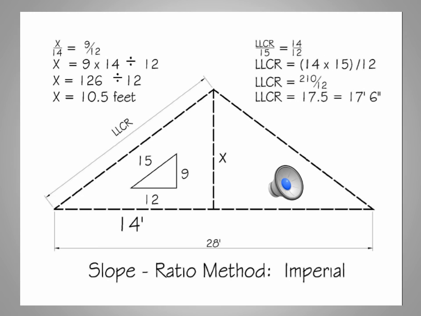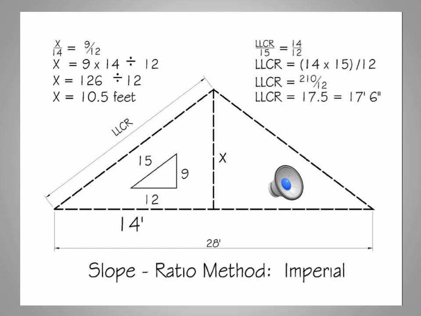Here we have another triangle representing a gable roof. The span of the building is 28 feet, the run of the building is 14 feet. We're given that the slope is 9 and 12, which is given by the unit triangle. And from that, we're going to calculate our total rise and the line length of the common rafter. So first, we do similar triangles. Total rise to total run, x over 14, is equal to unit rise over unit run, 9 over 12. And solving that, we get that x is equal to 10.5.